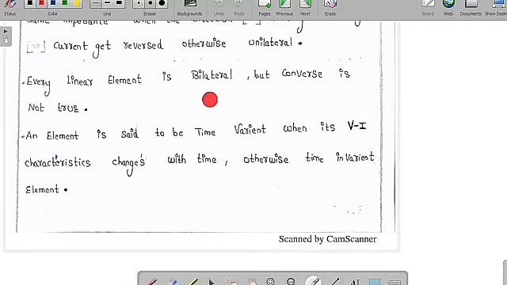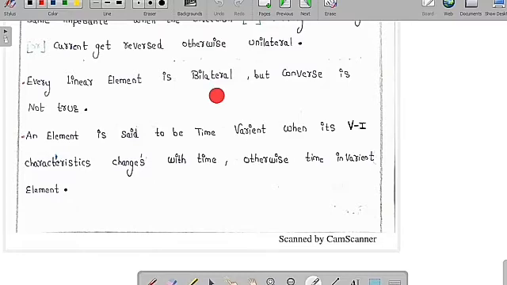Every linear element is bilateral, but the converse is not true. For every linear element the bilateral property is always satisfied, but a bilateral element may not even satisfy the linearity property. That is the reason: for a bilateral element there may not be the condition of a straight line, it can have many graphs.